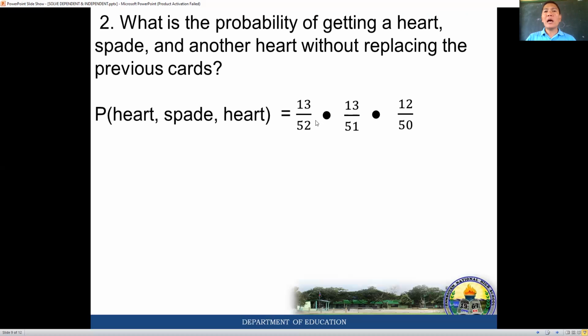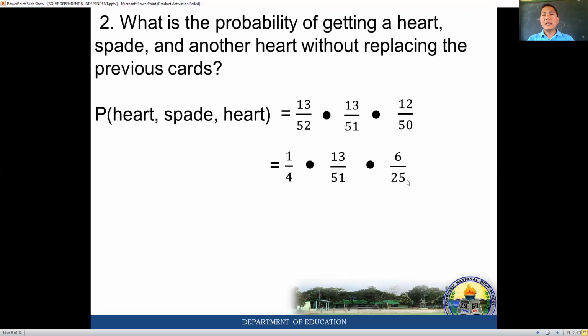So, again, you have to express first to the lowest term. 13 over 52 is equal to 1/4. Then you copy 13 over 51. And 12 over 50 in the lowest term. So there is a common factor 2. So you can divide. 12 divided by 2 is 6. And 50 divided by 2 is 25. So this is 6 over 25. Now, you have 1/4 times 13 over 51 times 6 over 25.